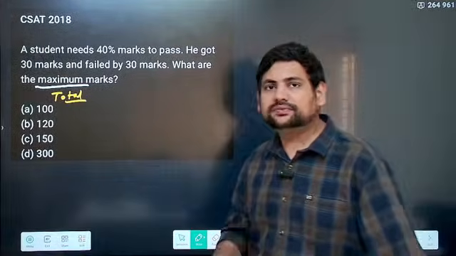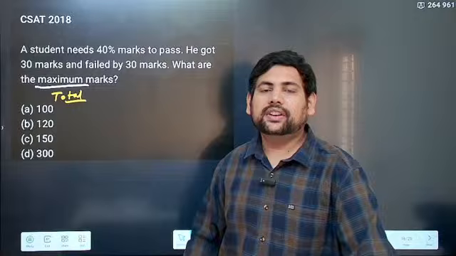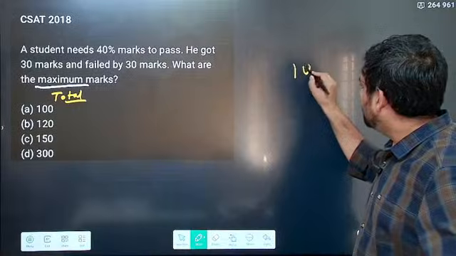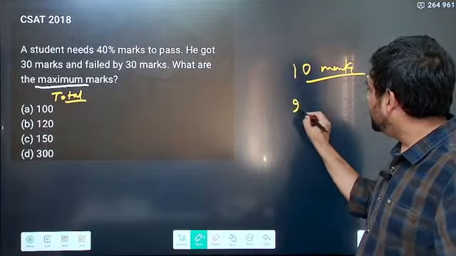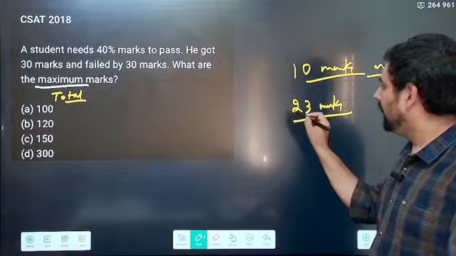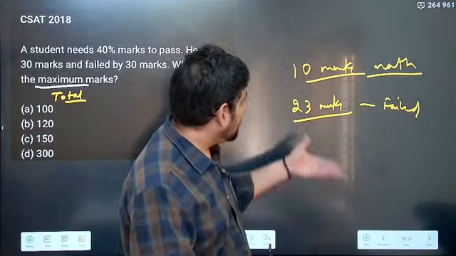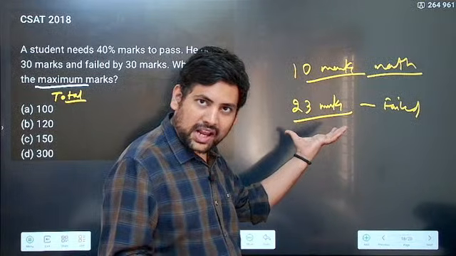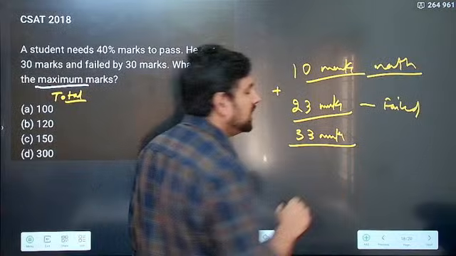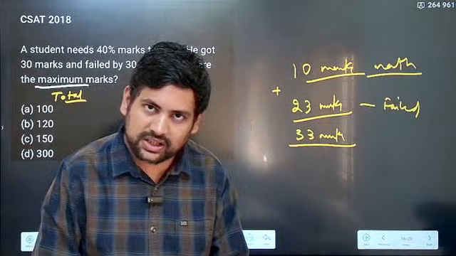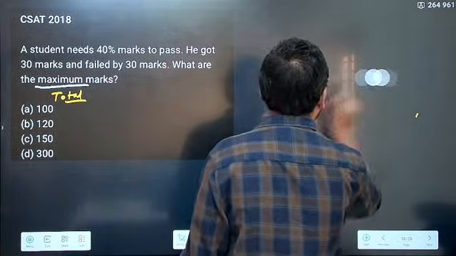See, if I tell you that I got 10 marks in my math exam and I failed by 23 marks, can you tell me the passing marks? Isn't the passing marks the sum of the marks that I got and the marks that I failed by? So I add them both and say 33 marks would have been the passing marks. That is why, if I got 10, I failed by 23 marks. Same thing is here also. If you understand this, it is the same question.